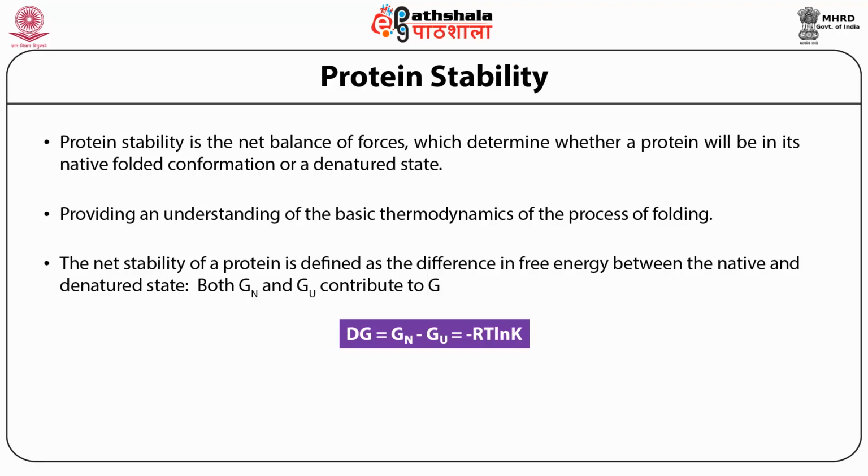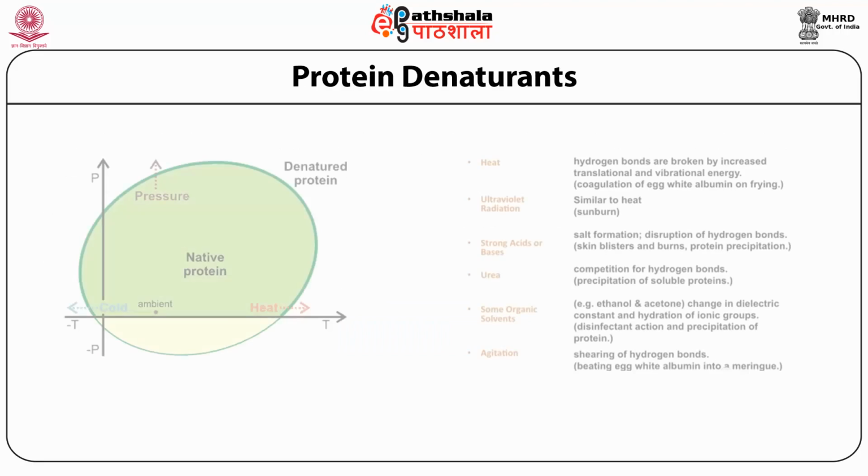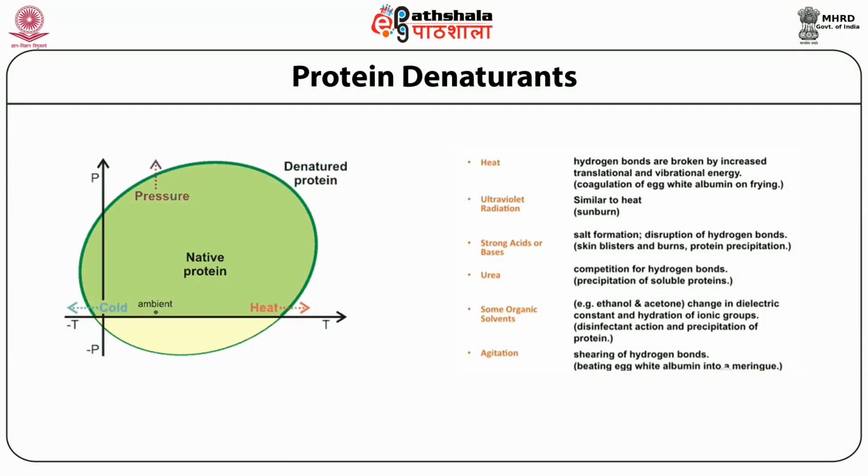where K is the equilibrium constant. We talk about the protein denaturants. This graph shows how the balance between pressure and temperature maintains the three-dimensional structure of the protein.